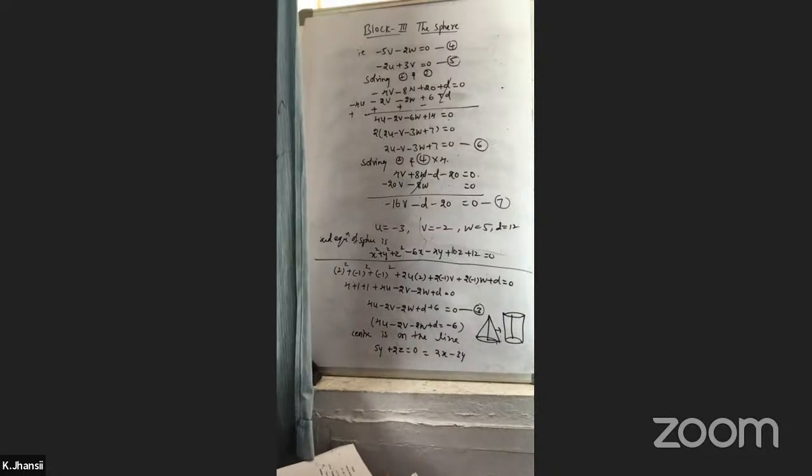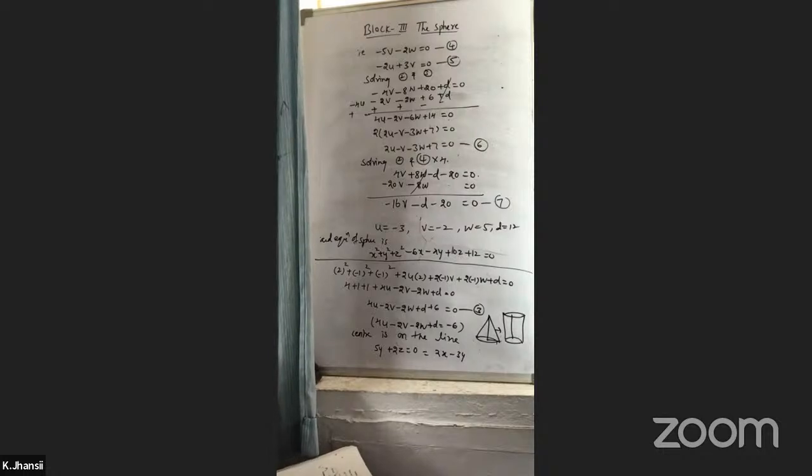Next, page number 261, 11.4.4. This is also 5 marks. Down you have check your progress. This is also 5 marks.